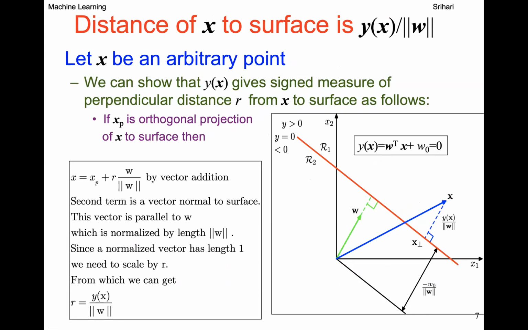Now, distance of x to the surface. Okay, this is again how you calculate this part, y of x over norm of w. This is the calculation or proof that that's the distance. Okay, we don't need to look at the proof.